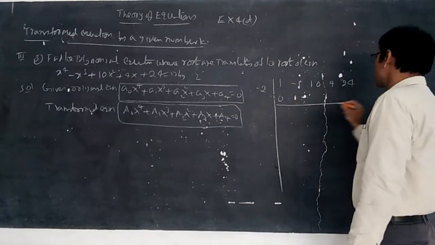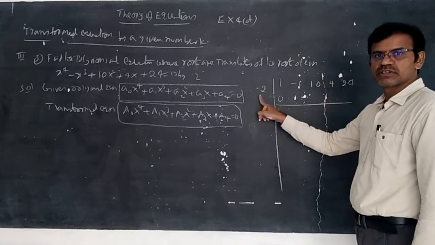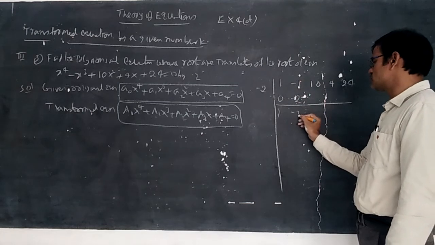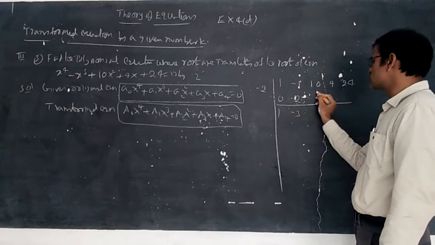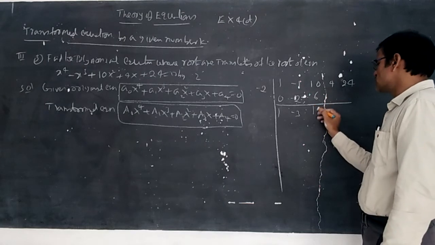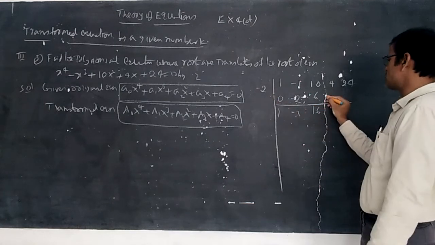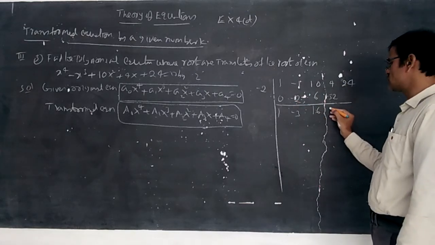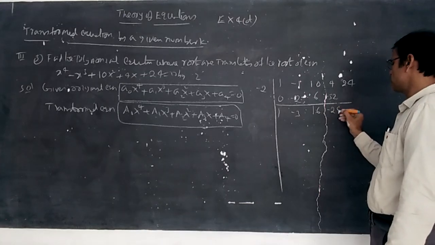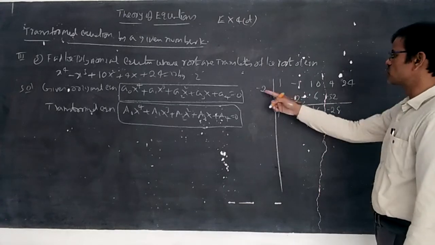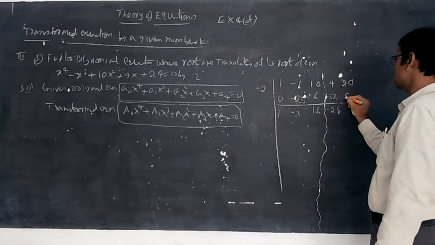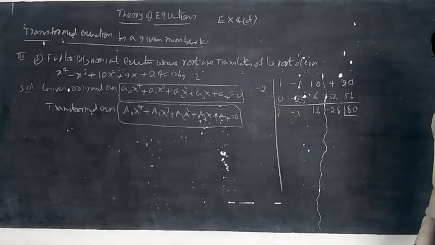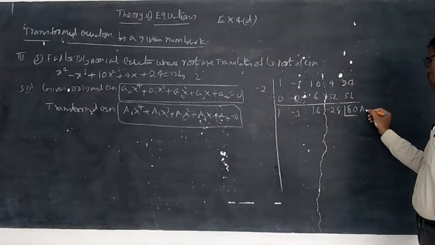Now put here 0, put here 1. This 1 is multiplied with minus 2, it becomes minus 2. Simply add: minus 1 minus 2 becomes minus 3. Minus 3 into minus 2 becomes 6. Here 10 and 6 you add, this becomes 16. 16 into minus 2 becomes minus 32. 4 minus 32 becomes minus 28. Minus 28 into minus 2 is 56. Add this one, it becomes 0. This is 80, and this is A4.